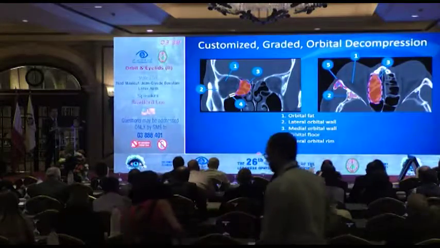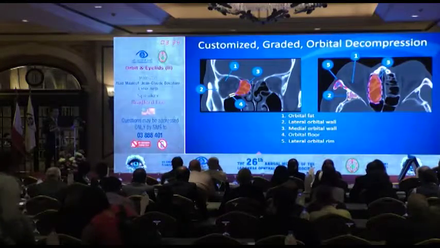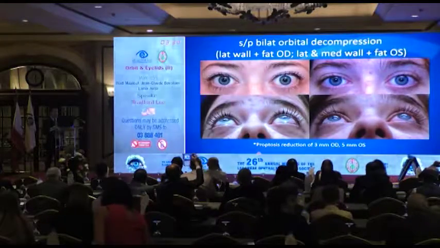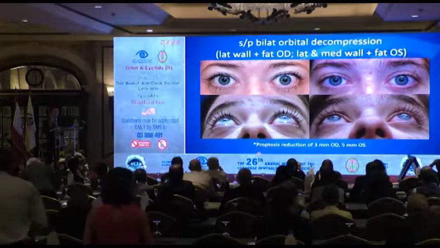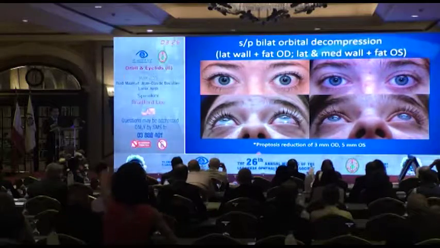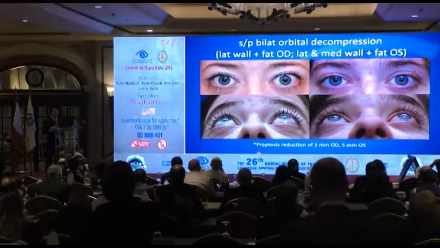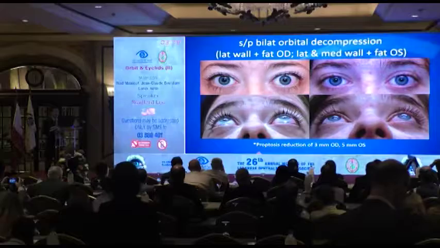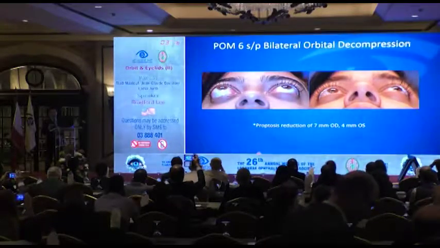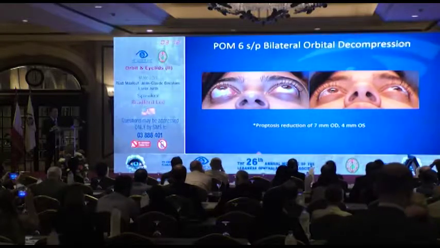These are all the areas that we can work on: the fat, the lateral wall, the medial wall, the orbital floor, and the lateral orbital rim. And this is an example of one of my patients who just had an orbital decompression. I did it asymmetrically, so just a lateral wall on the right to get 3 millimeters of reduction, and a balanced decompression, lateral and medial wall on the left for 5 millimeters of decompression. This is another patient who also had asymmetric proptosis, and I did larger decompression on the right, smaller one on the left.